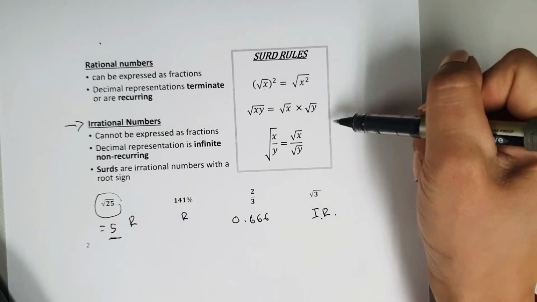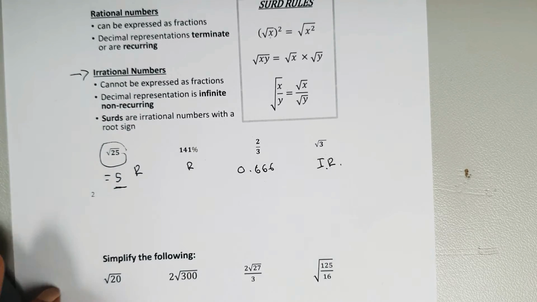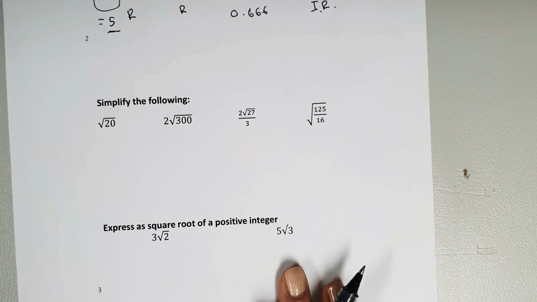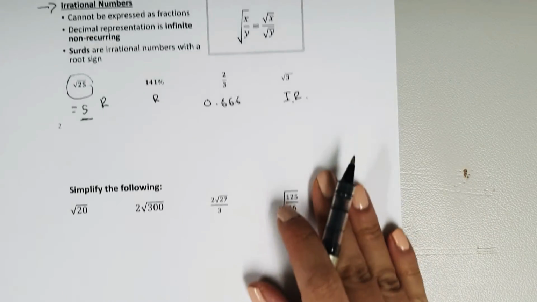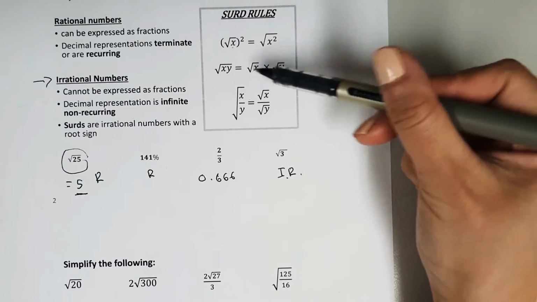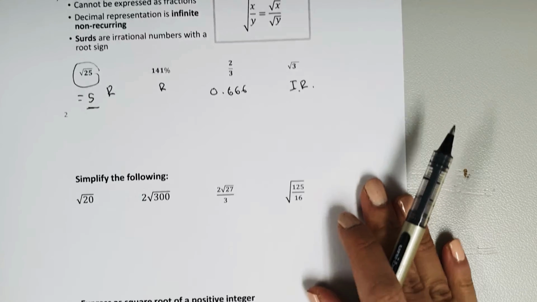Now using these surd rules, let's try and simplify the following. So over here we've got the square root of 20. Now what we can do according to this law over here is break the 20 up into its factors.